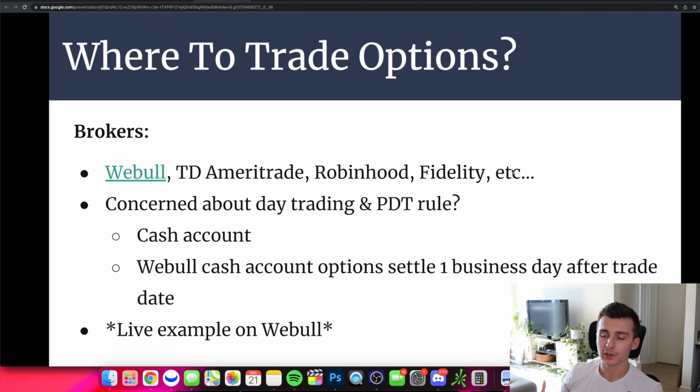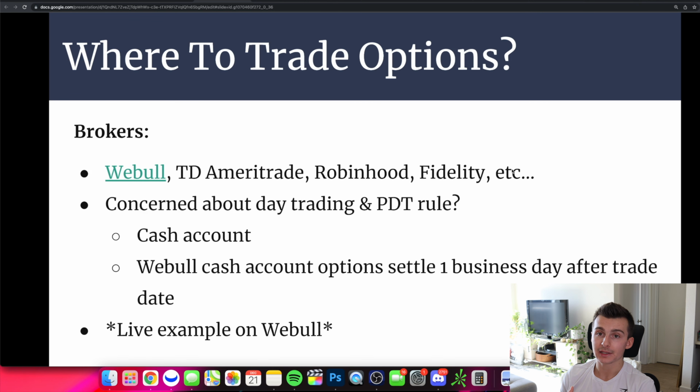Now, if you're also concerned about the PDT rule, which is the pattern day trade rule, which means under $25,000 in a margin account, you can't make more than 3 day trades in a span of 5 trading days. So for those who are concerned about that, you can go to a Webull cash account or use a cash account with TD Ameritrade as well. If you have a cash account, what you're able to do is you're able to have options settle 1 business day after the trading date.